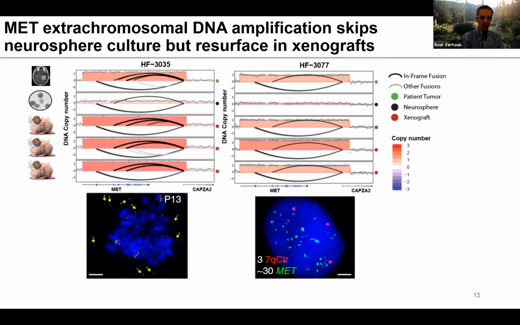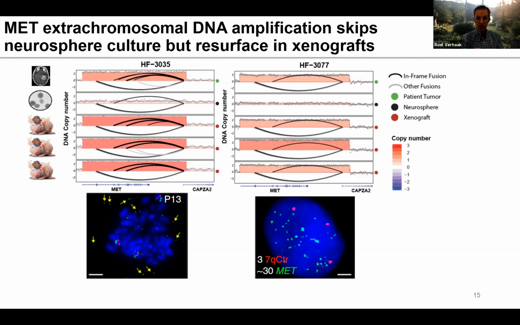We found 2 of our cases, 2 of our 13 cases, showed a very particular pattern. This again is the order is shown as the tumor sample on top, the neurosphere culture as the second row here, and the 3 xenografts as the 3rd, 4th, and 5th row. This is a zoom in of the MET locus, MET, a well-known oncogene on chromosome 7. As you can see, both these original tumor samples, 3035 and 3077, contain a focal MET amplification that captures quite well the full coding sequence of the MET gene.